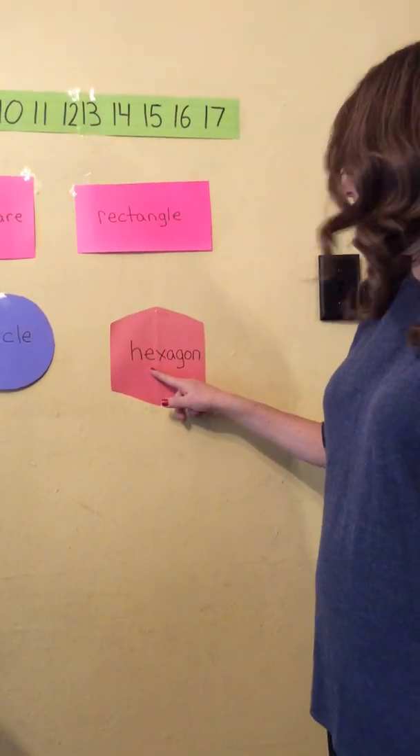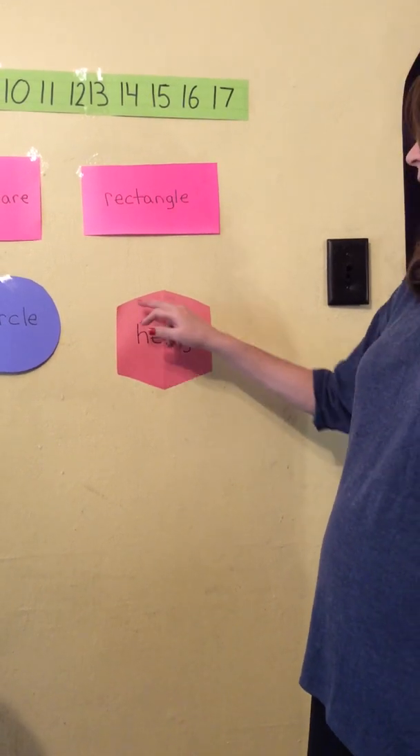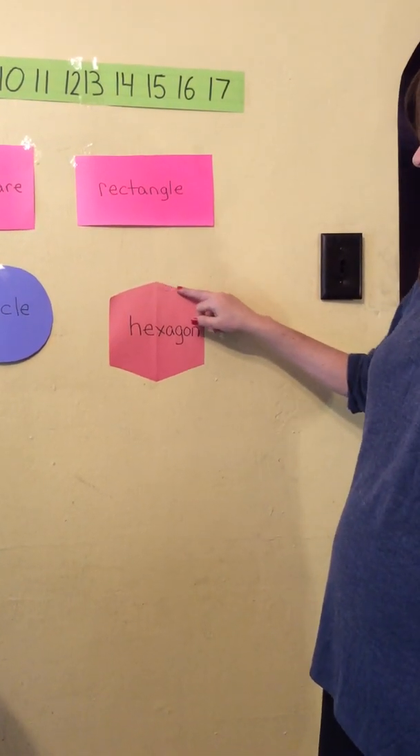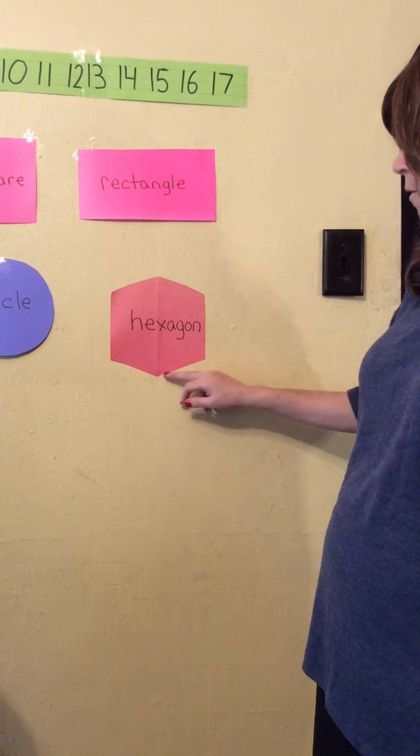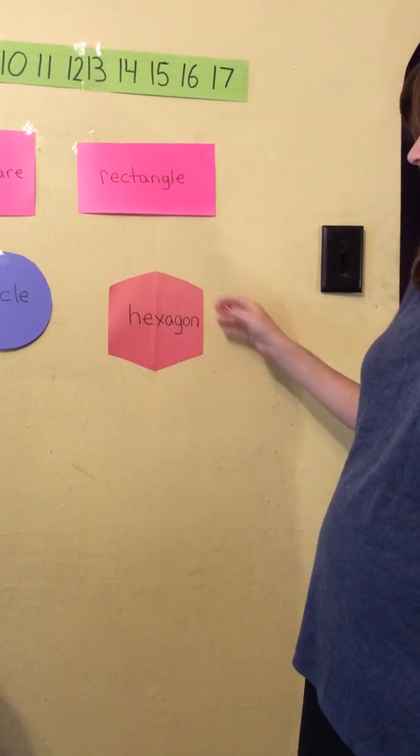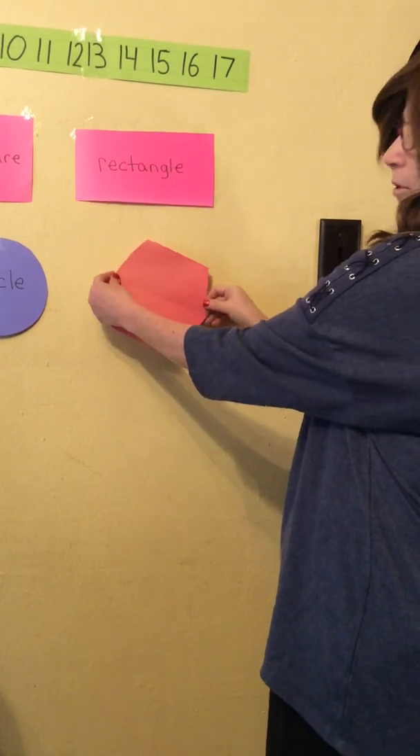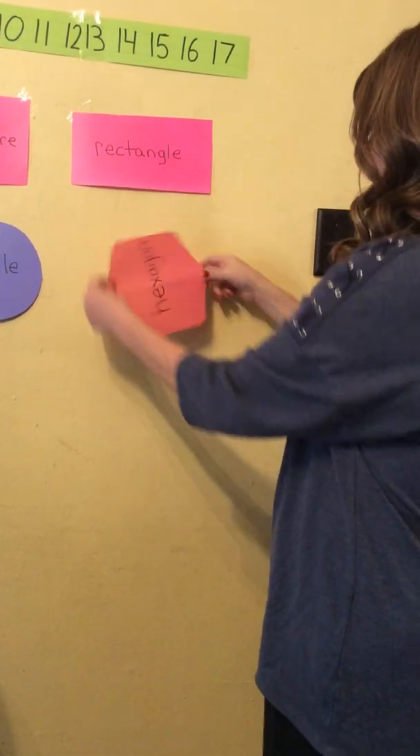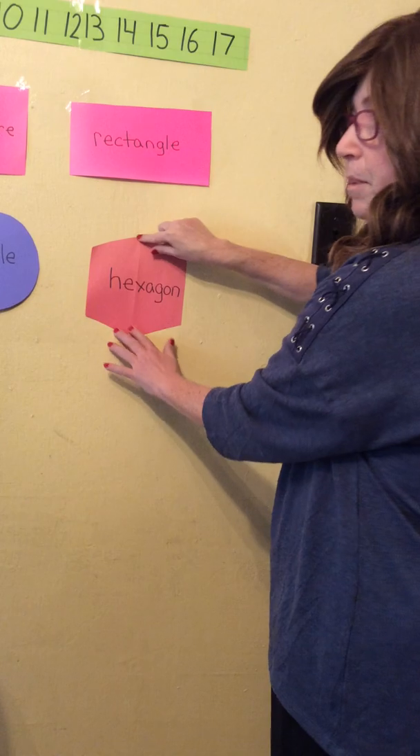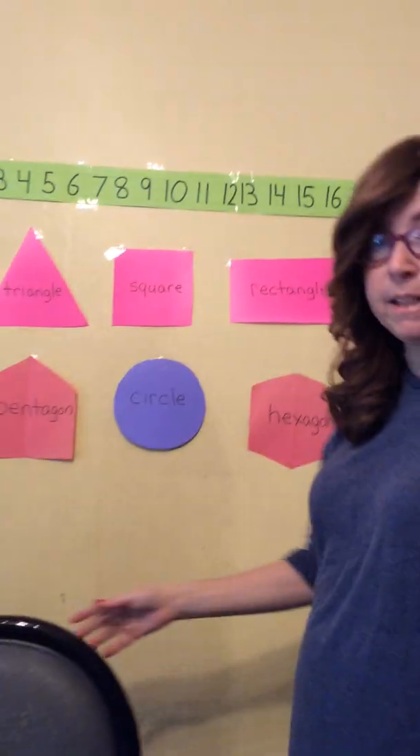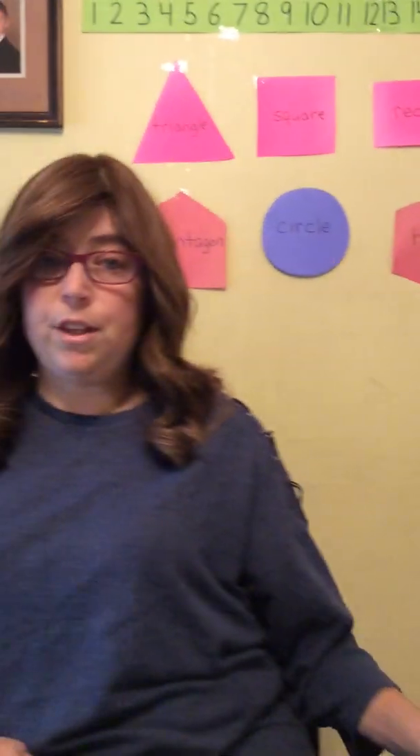Next is a hexagon. A hexagon has 6 sides. 1, 2, 3, 4, 5, 6. And remember, a hexagon can also look like this or appear like this. Shapes can sometimes appear in different formats to us, upside down, across, but remember, we have to count the number of sides to determine what shape it is.